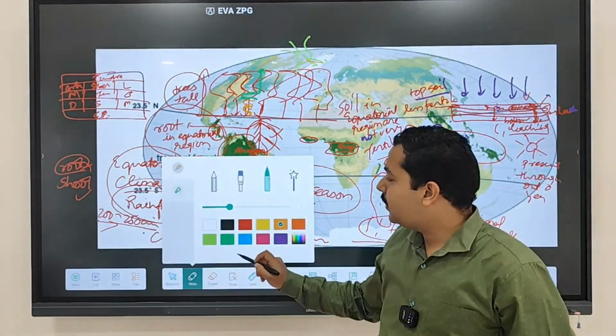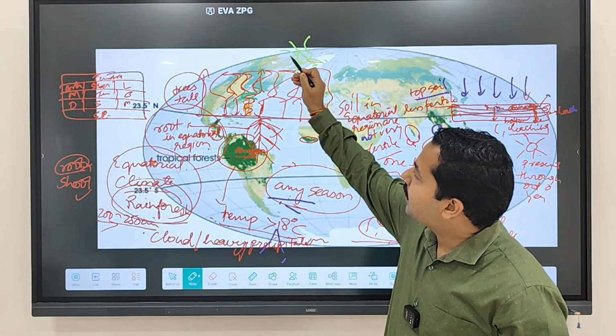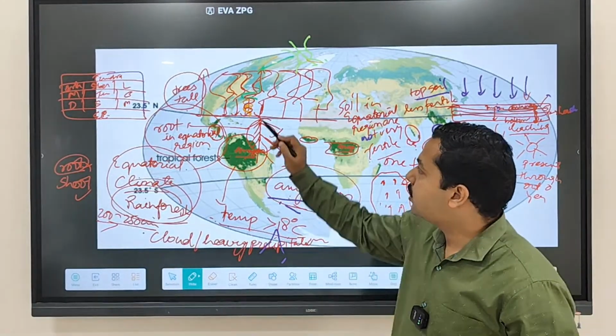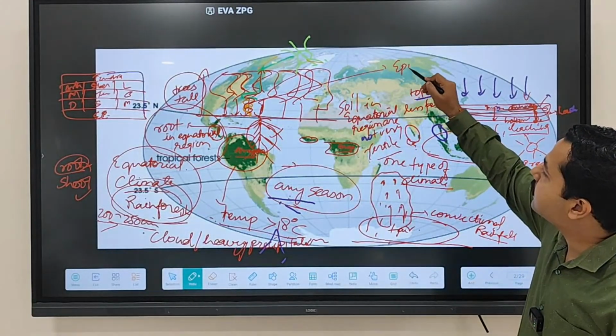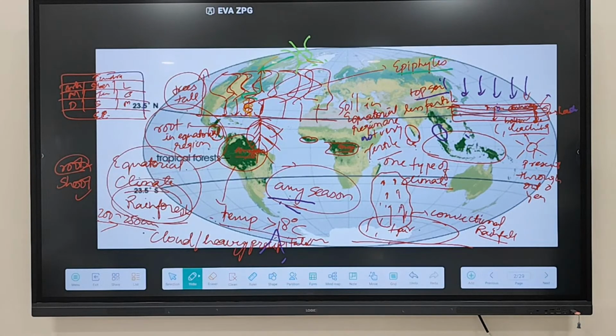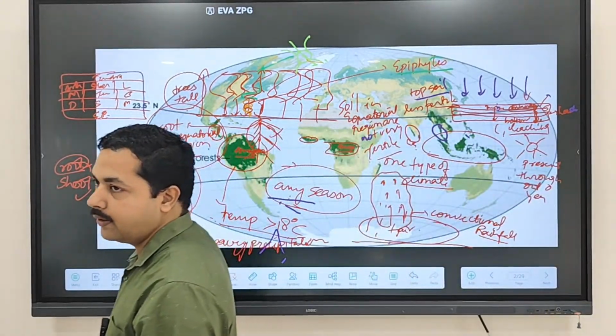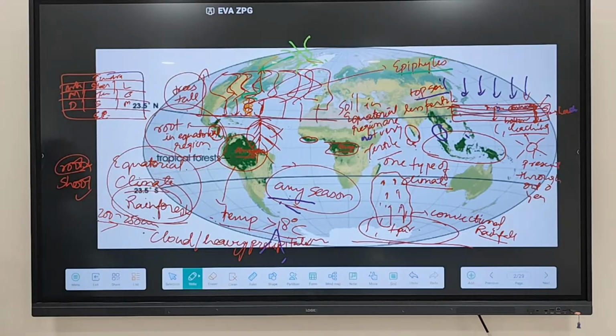So that's why what you see is, when it takes the help of other trees to grow to the top and get the sunlight, this type of thing is called what? This type of thing is referred to as an epiphyte. What is an epiphyte? These are the plants, or the vegetation, which take the help of other trees to reach the top in order to get the sunlight. Clear? So epiphytes are the plants which take the help of other trees to reach the top in order to get the sunlight.